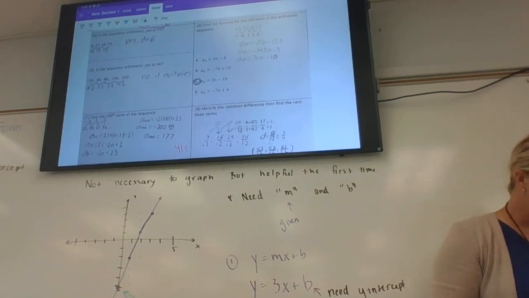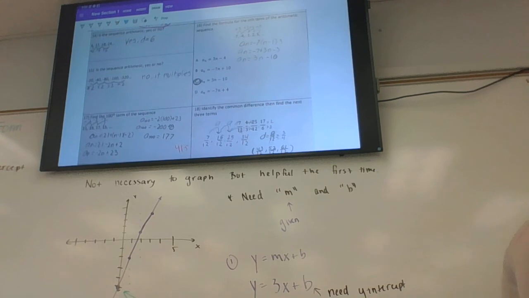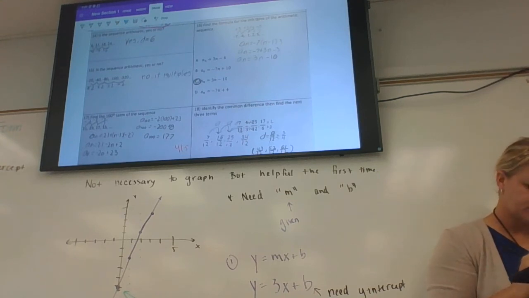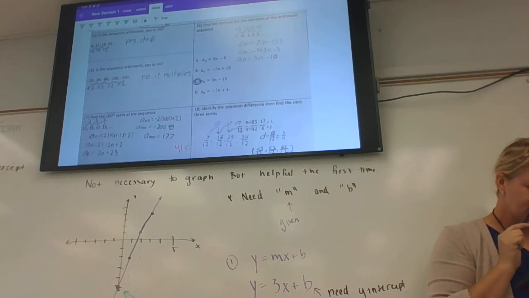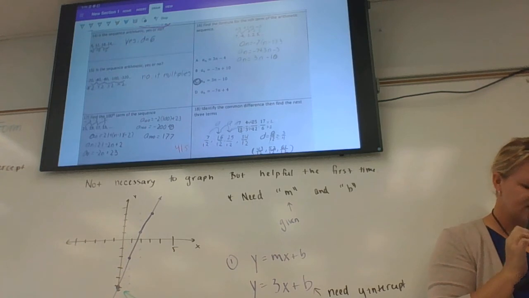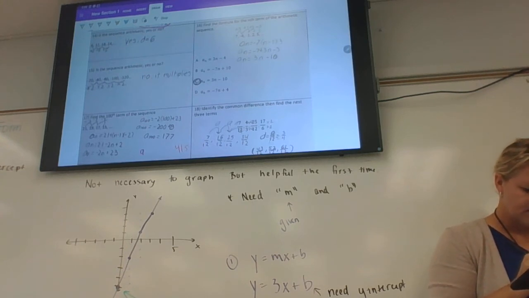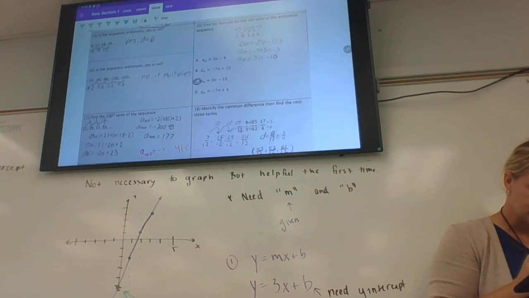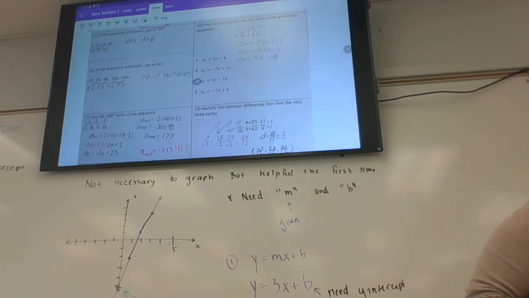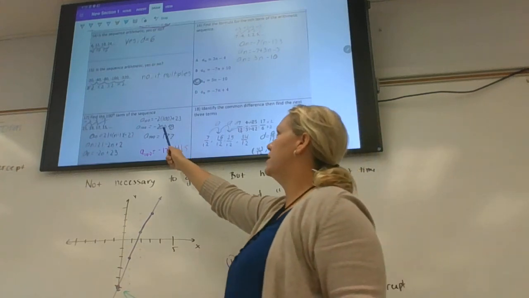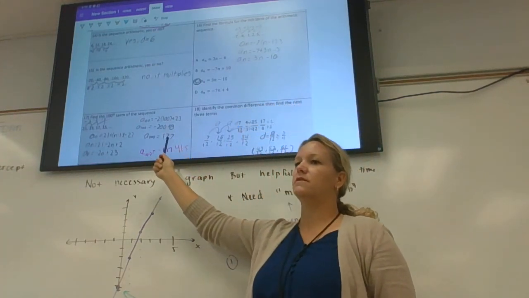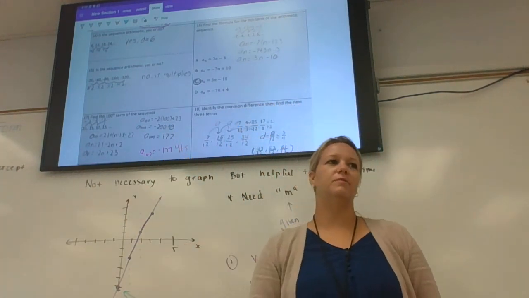17 and 18. Sorry, Libby. So the work here on 17 is correct. Just drop the negative sign. Negative 200 plus 23 would be negative 177. That would have been full credit.